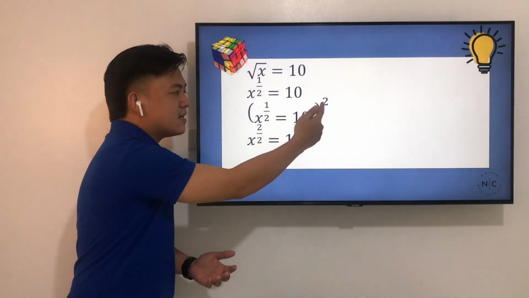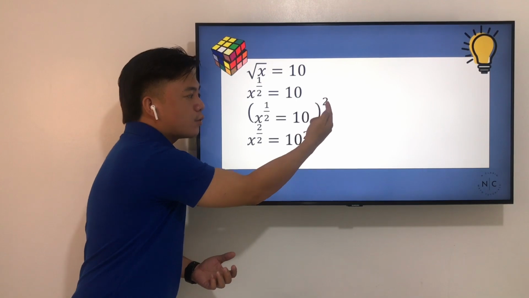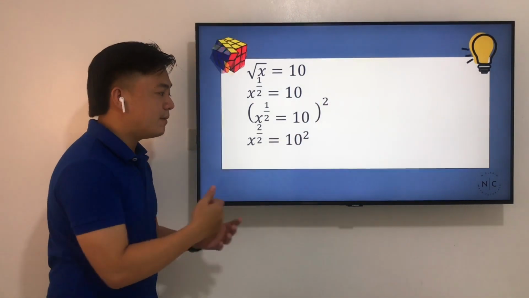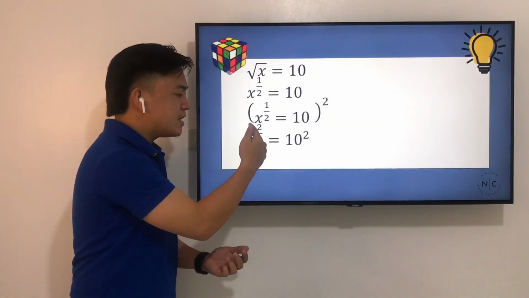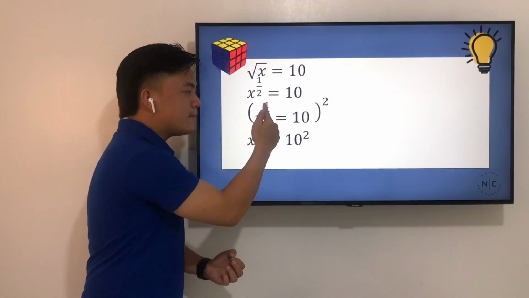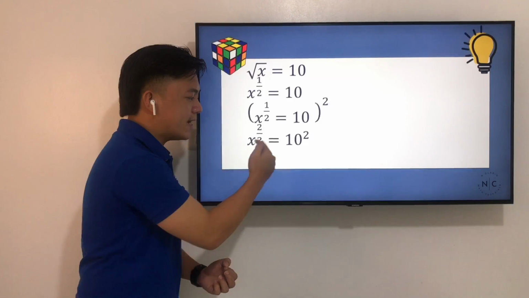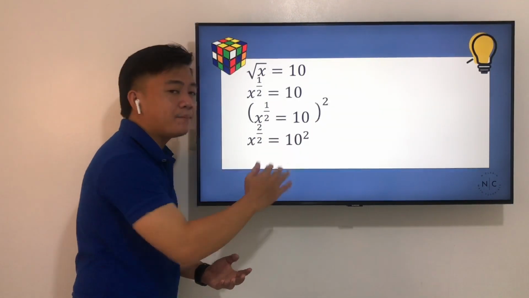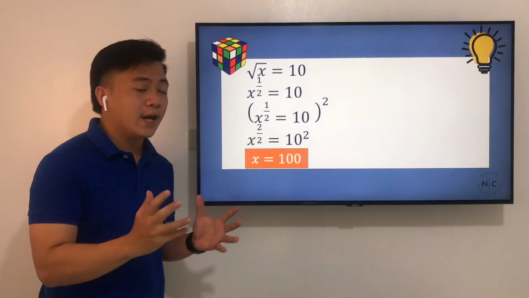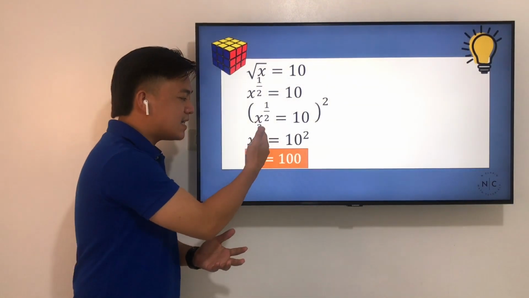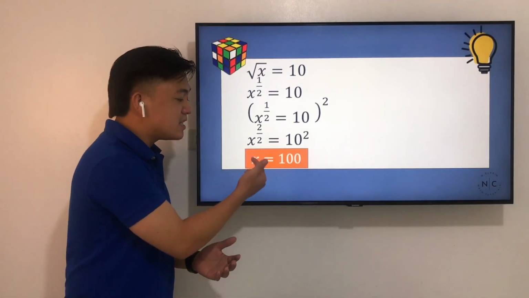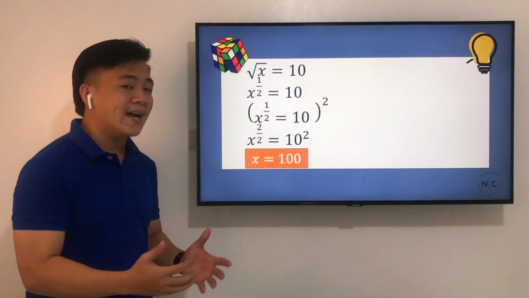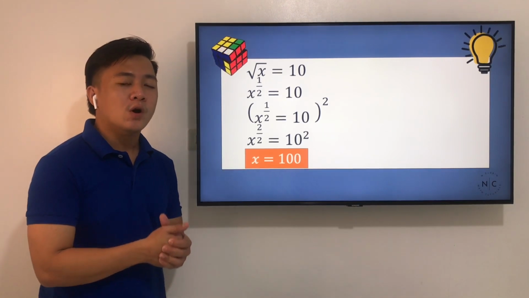So next is, distribute lang natin yung square dun sa ating x raised to 1/2 and then dun sa 10. Ang mangyari, x raised to 2 over 2. So 2 times 1 over 2. So ito yan. Is equal to 10 squared. So i-raise din natin yung ating 10 sa 2. So kung i-equate natin yan, maka-cancel na yan. So matitira is x na lang and then 10 squared is 100. So our answer is x is equal to 100.